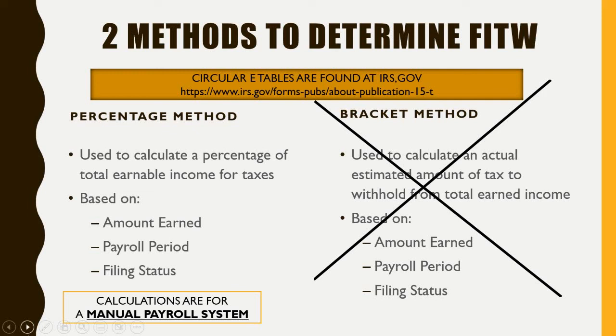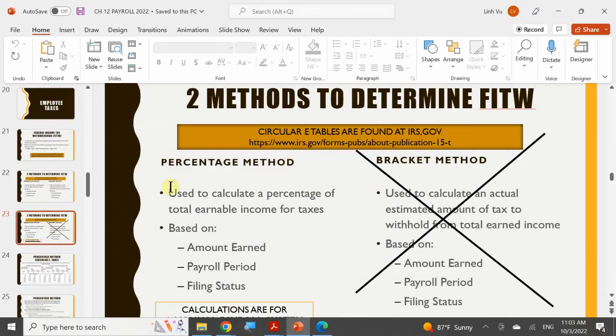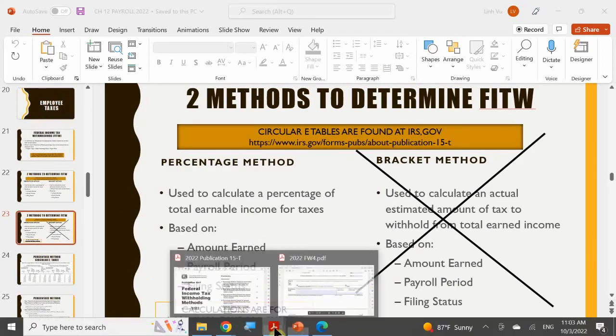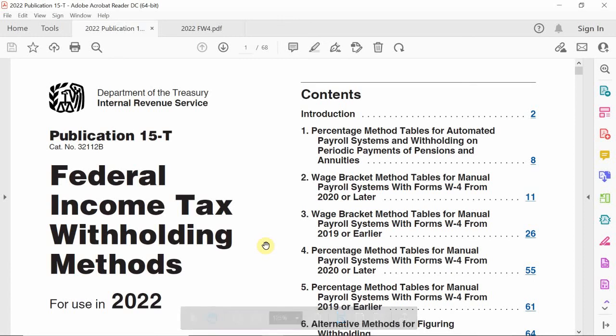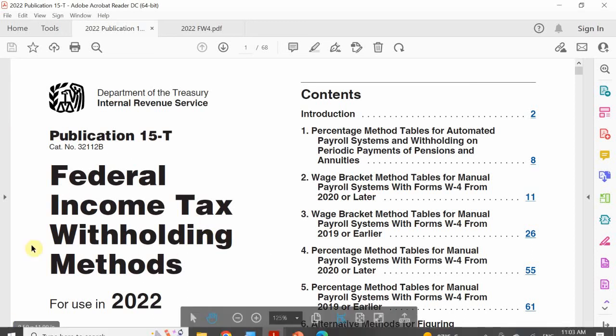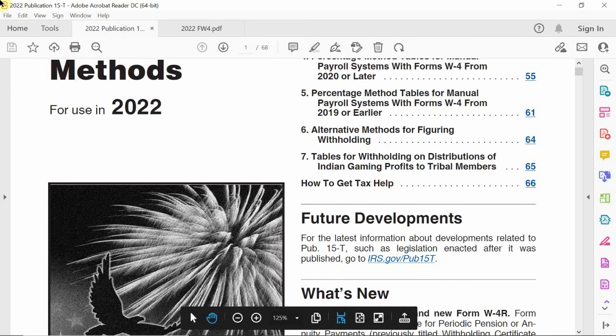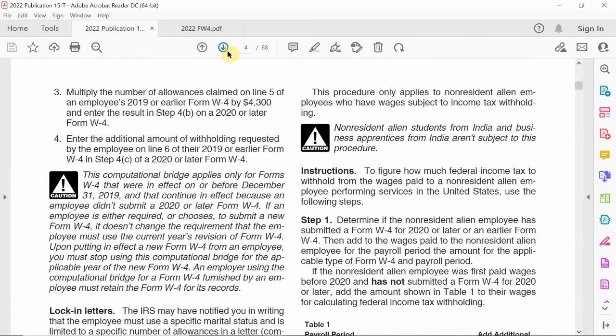So in this case, we're going to be looking at the Circular E table. What is the Circular E table and what does it look like? This is what you should be getting from IRS.gov. It's called Publication 15-T, and this is going to be your federal income tax tables. It depends on which method you're using.